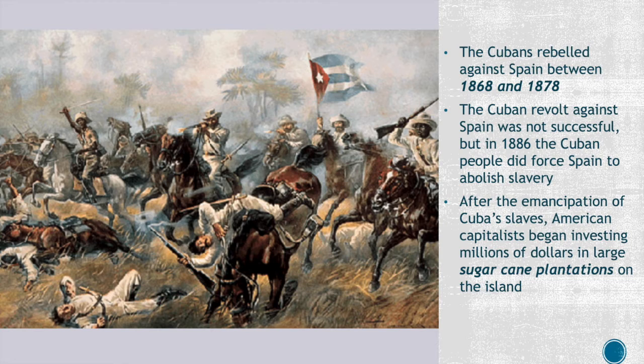All right, so the Cubans rebelled against the Spanish in 1868 and in 1878. And the Cuban revolt against Spain was not successful, but in 1886, the Cuban people did force Spain to abolish slavery, which is a good thing. After the emancipation of Cuba's slaves, American capitalists began investing millions of dollars into large sugarcane plantations on the island.